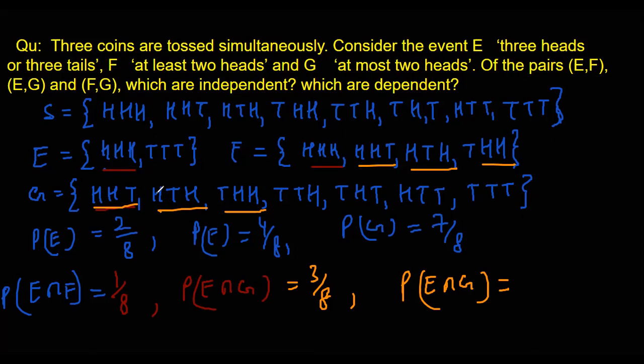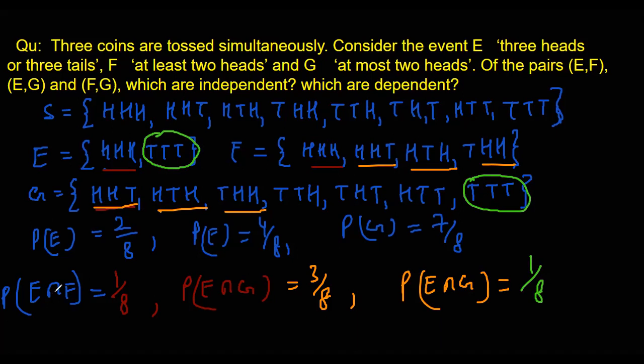Here we go. I think HHH, TTT. So HHH is not in Z, so just one element. Here you go, TTT, TTT. Nothing else is common in E and Z. So this is 1 by 8. Now let's see which of them are dependent and which are independent.